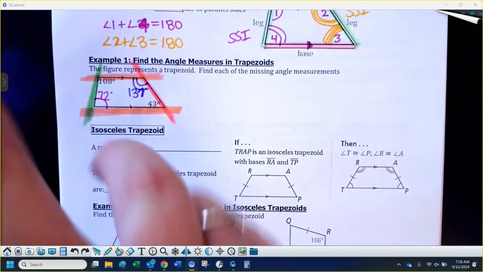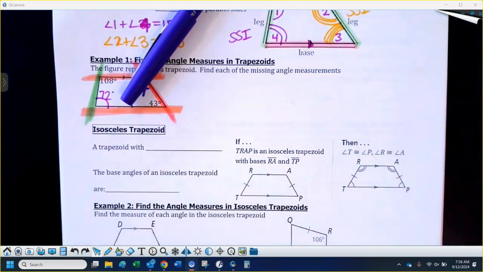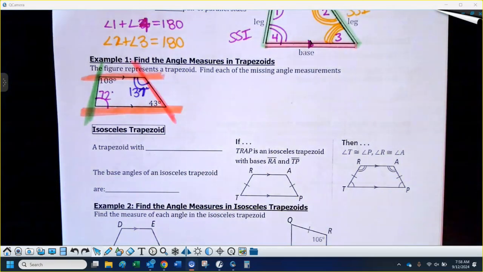And actually, if you found the 72 there, if you didn't want to use parallel lines, you could find that fourth angle by just knowing the inside angles add up to 360. So that's another option. But that's literally all you have to do. Is anybody having a question? This is just for a general trapezoid.